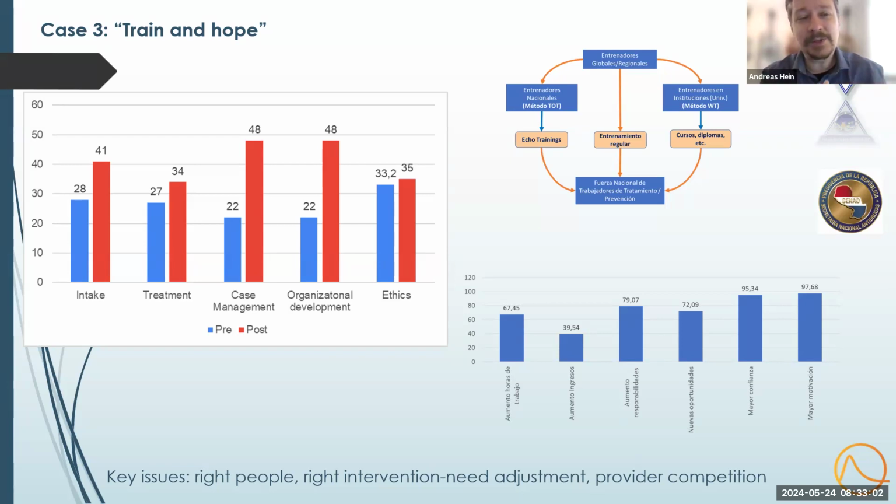The title here is actually Train and Hope. Not that this time it didn't work, but most of the times when we work on implementation issues, we tend to focus very, very highly on training. And we suppose that training is the key issue for implementation. It is a key issue, but it is actually not the only issue for implementation.